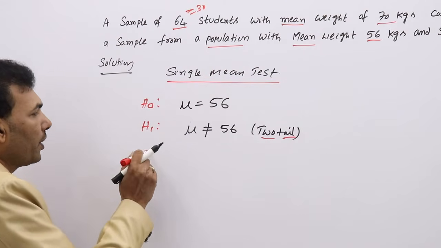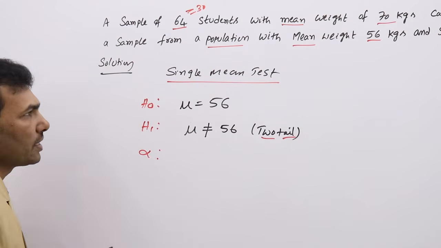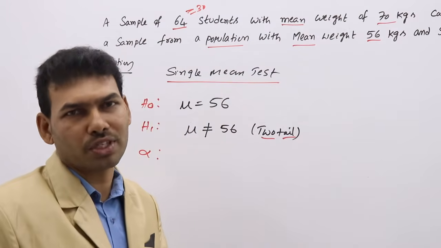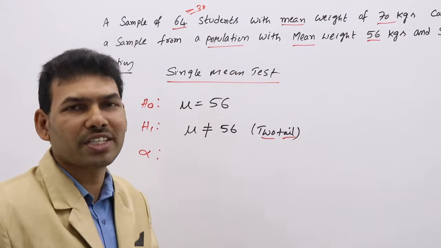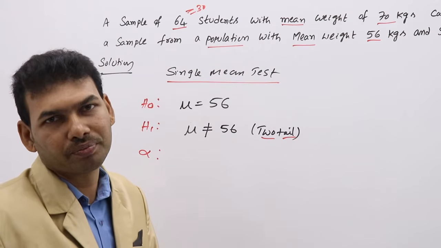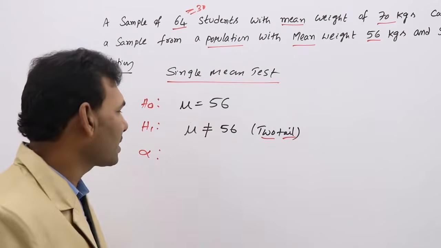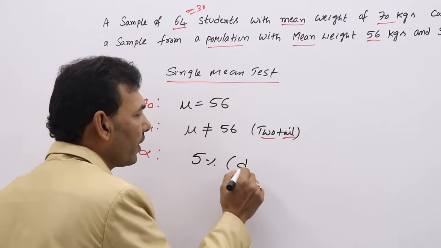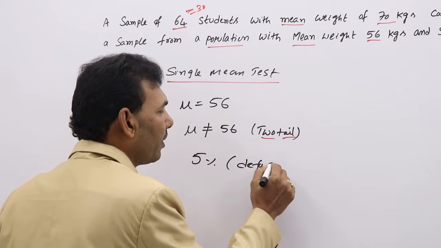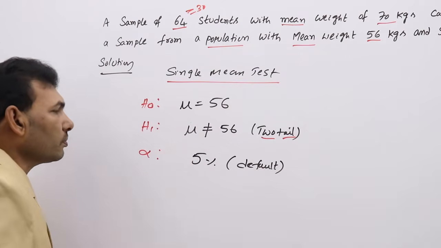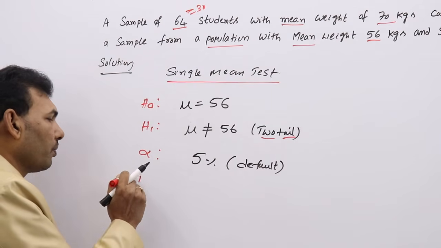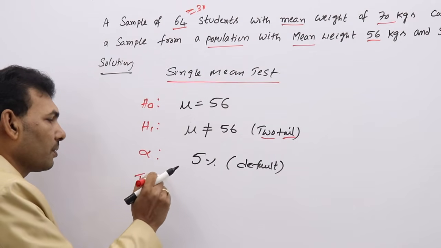Next, we need to write the level of significance. There is no discussion about level of significance in the question. How much percentage of rejection is there for that claim? In that case, default 5% we will take. This is the default value whenever alpha is not given. Now coming to the test statistic.